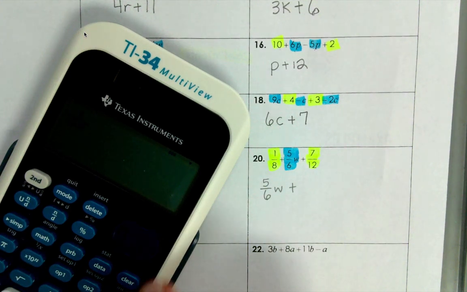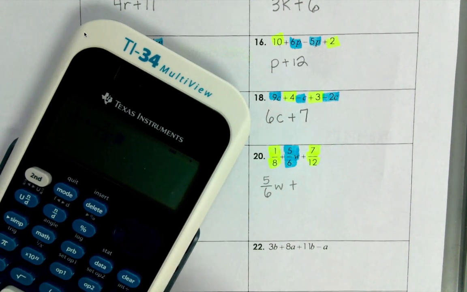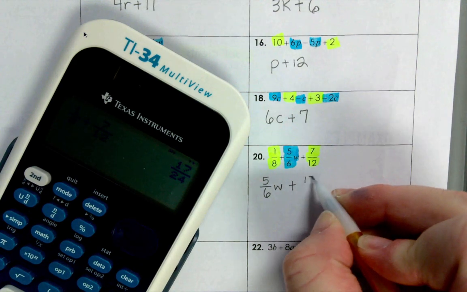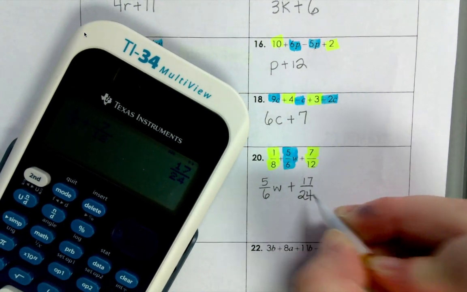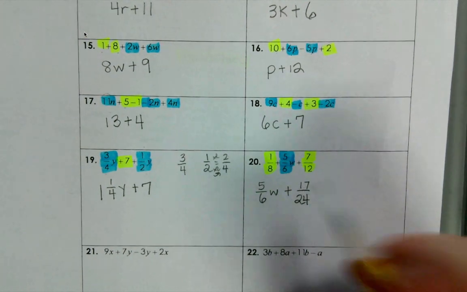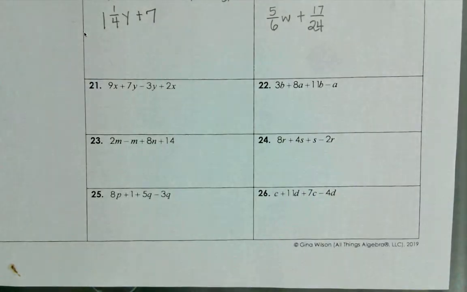1/8 plus 7/12. And we get 17/24. 17/24. And that was nice of them to simplify, because we know it's simplified because 17 is a prime number. Okay. 21. It's a doozy.